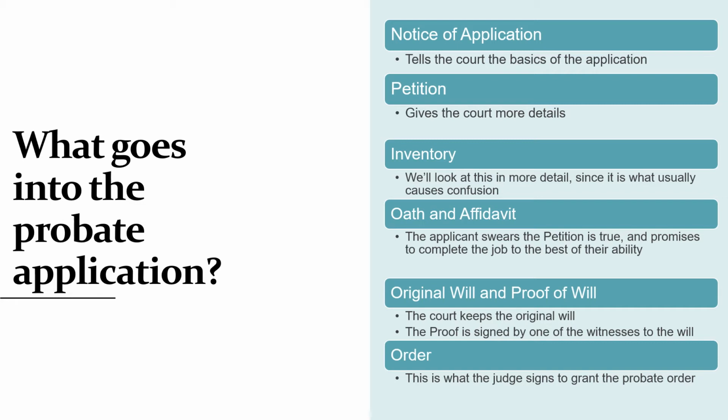Along with the will, a proof of will is filed. This document is signed by one of the witnesses to the will and states that the witness saw the testator sign the will, and that the witness believes the testator had his or her mental capacity at the time the will was signed. Lastly, a draft order is included. This is the document that the judge signs to grant the probate order.